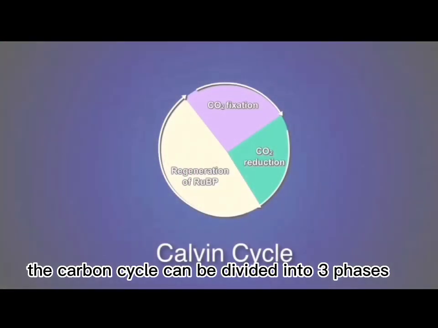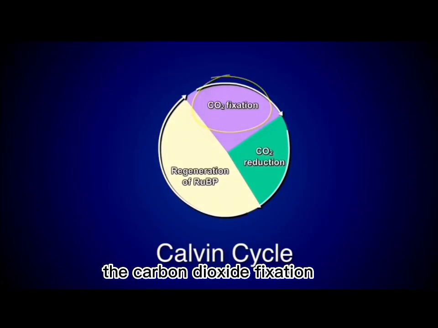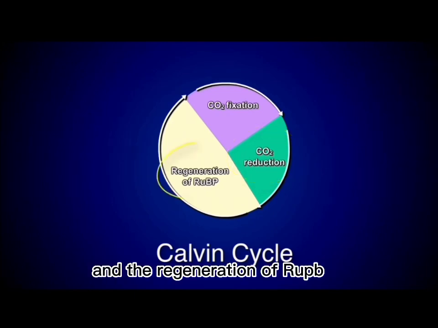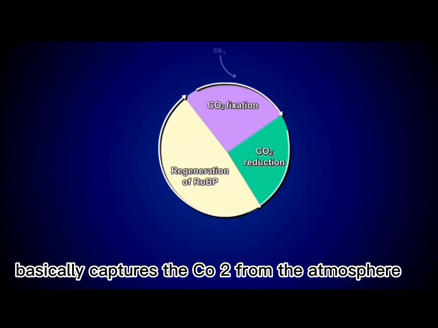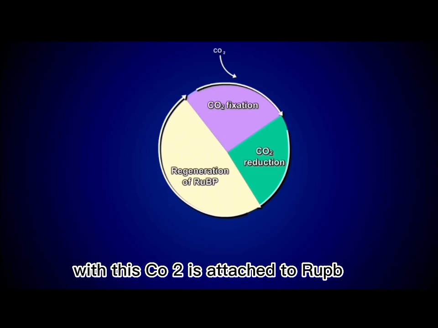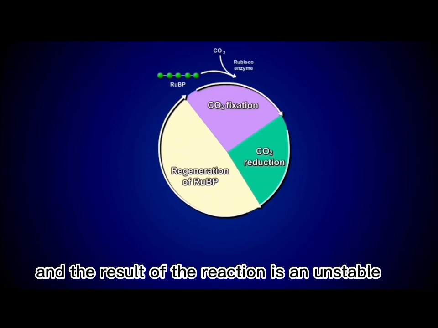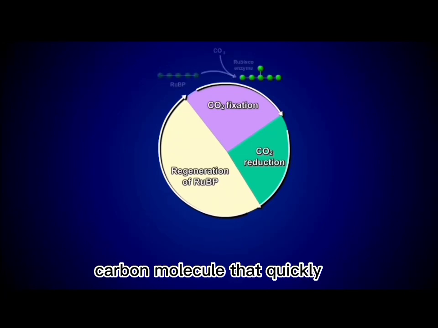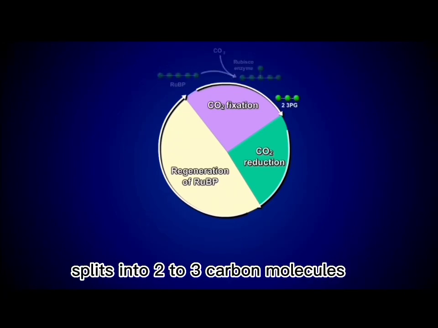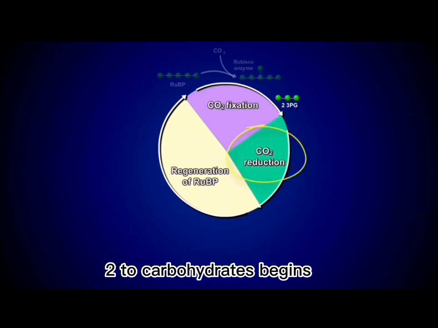Now let's zoom in. The Calvin cycle can be divided into three phases: carbon dioxide fixation, carbon dioxide reduction, and the regeneration of RuBP. Carbon dioxide fixation basically captures the CO2 from the atmosphere so it can be used in the reaction. With this, CO2 is attached to RuBP. The enzyme used in this reaction is called rubisco, and the result of the reaction is an unstable six-carbon molecule that quickly splits into two three-carbon molecules, or the 3PG. The process of converting the CO2 to carbohydrates begins.